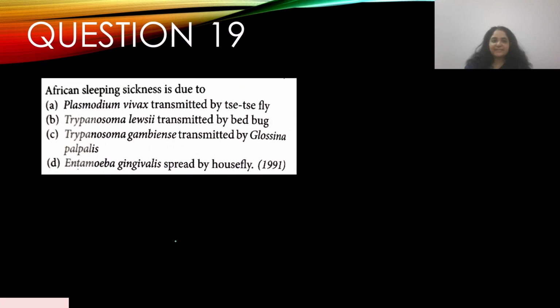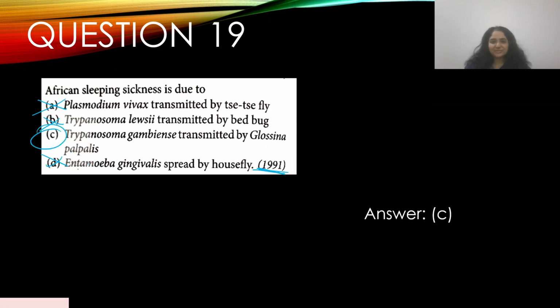Question number 19. African sleeping sickness is due to, this appeared in 91. A, Plasmodium vivax transmitted by tsetse fly. That's incorrect. B, Trypanosoma lucida transmitted by bedbug. C, Trypanosoma gambiense transmitted by Glossina palpalis. Yes. D, Entamoeba gingivalis spread by housefly. No. So clearly it is C.